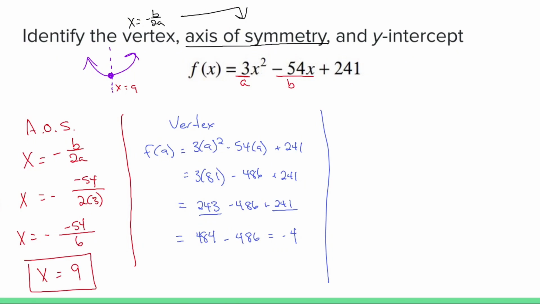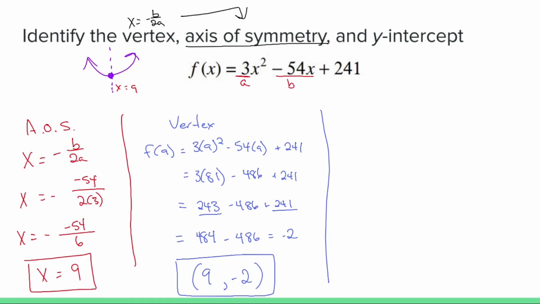Whew. All right. So when I plugged in 9, I got negative 2, which means my vertex is going to be the point (9, negative 2).